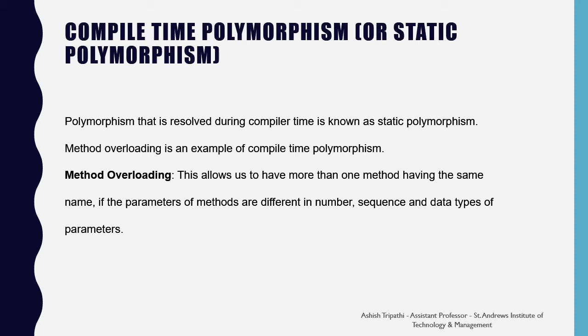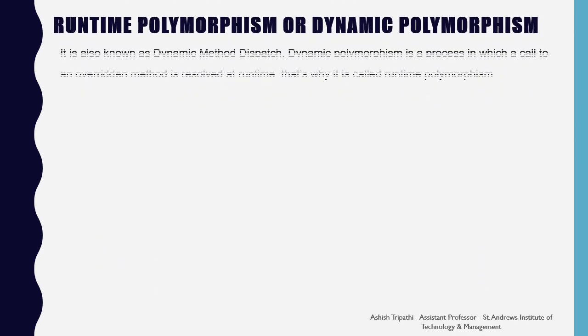Now, what is method overloading? Method overloading allows us to have more than one method having the same name if the parameters of the methods are different in number, sequence, and data type of parameters.